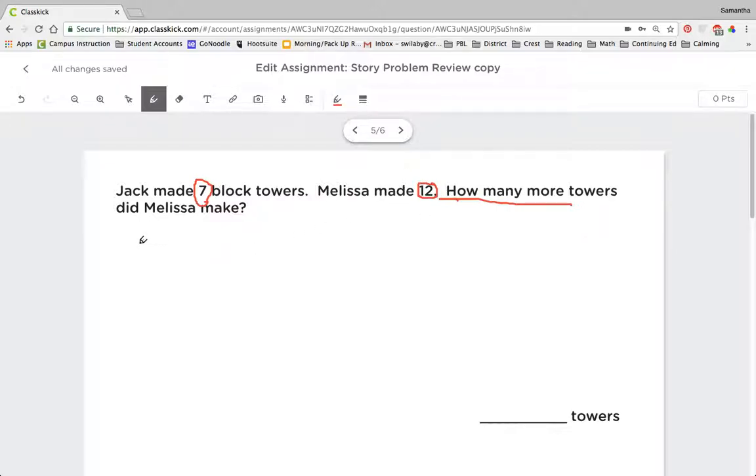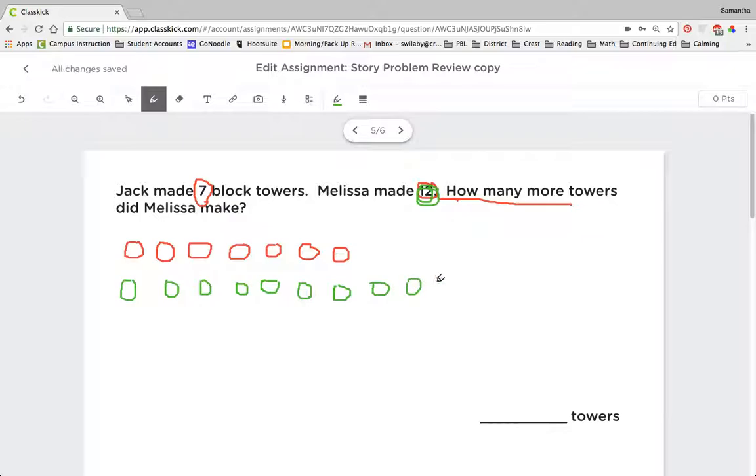As mathematicians, when we draw pictures, we know we just draw a quick picture. We're not going to make out the towers or draw lots of detail. I like to just draw circles because it's nice and fast. 1, 2, 3, 4, 5, 6, 7. So Jack is going to be in red, and then I'm going to make Melissa's in green. 1, 2, 3, 4, 5, 6, 7, 8, 9, 10, 11, 12.